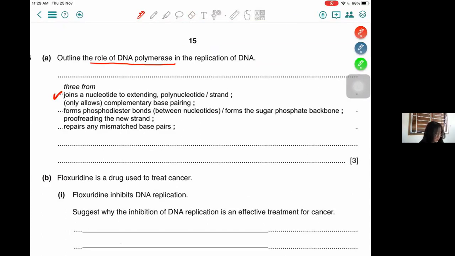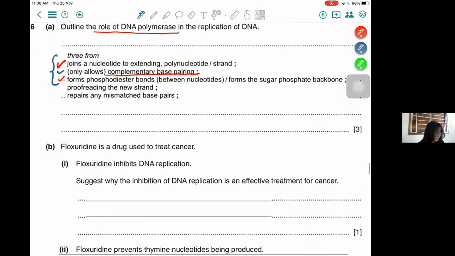So the answer only can allow the complementary base pairing. And the role of DNA polymerase also is to form the phosphodiester bonds between nucleotides, or form the sugar phosphate backbone. And it's also proofreading the new strand and repairing any mismatched base pairs. I don't think we learned about proofreading the new strand, so I think we can just pick the top three, which is these three, for the answer of this question. So next question.